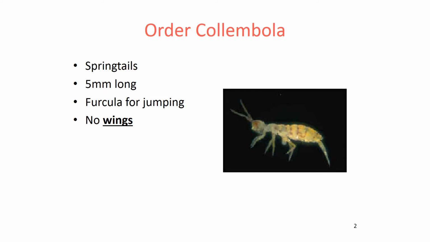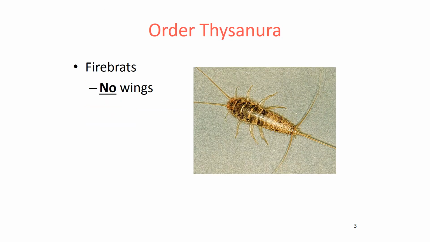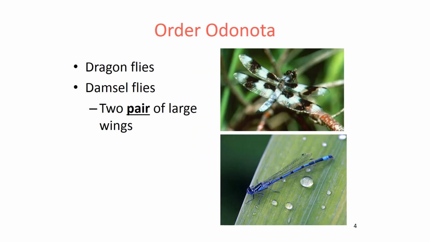These are order Collembola. This is the springtails. They're rather small and they have a furcula for jumping, that little extra appendage at the back, and they do not have wings. Here's firebrats. I don't know if you've seen these before, but they don't have wings either. Dragonflies, order Odonata. They do have 2 pairs of large wings, the damselflies.